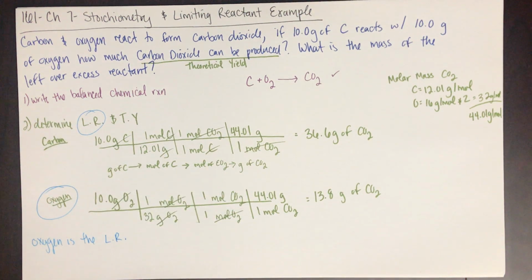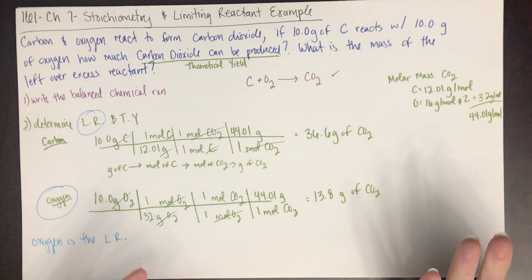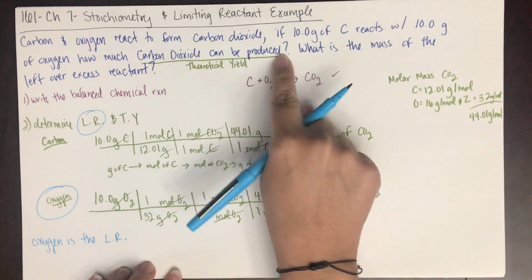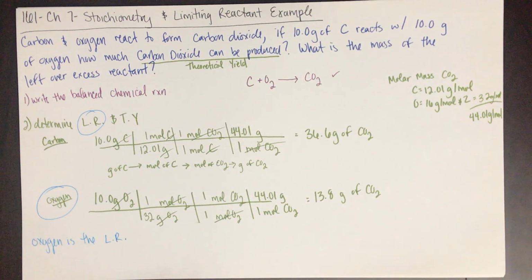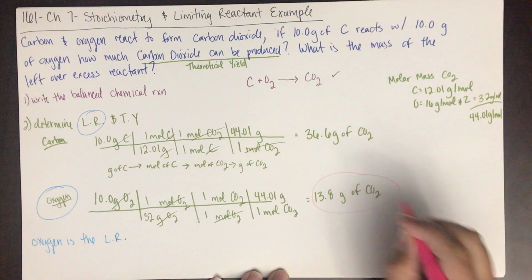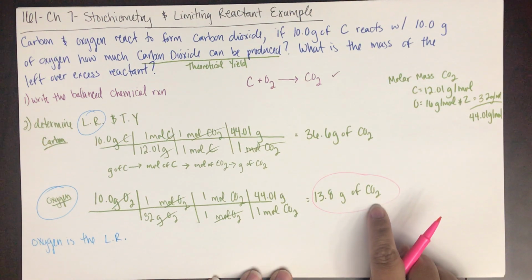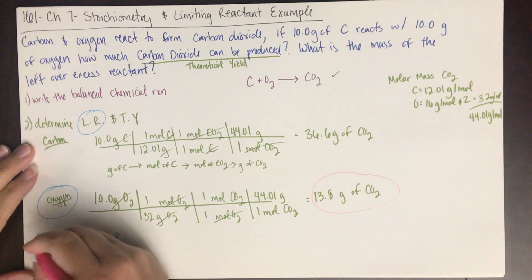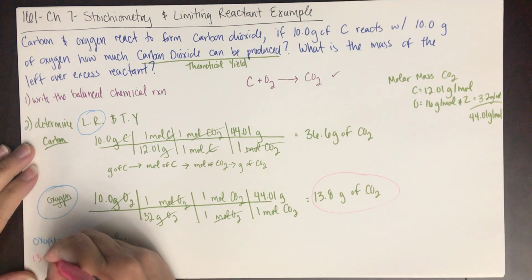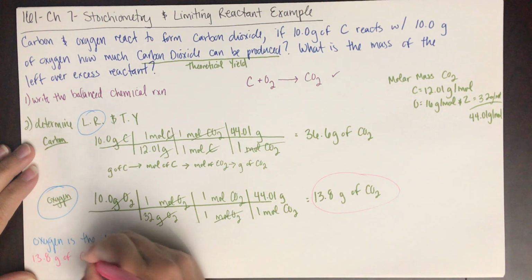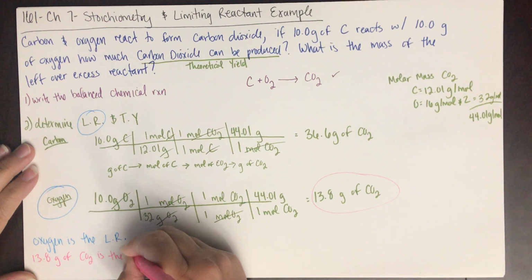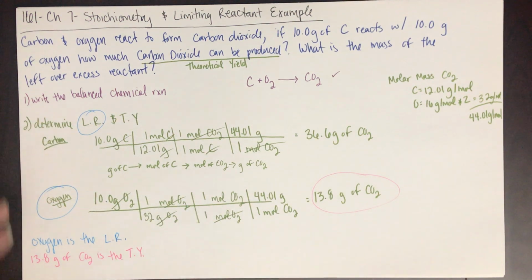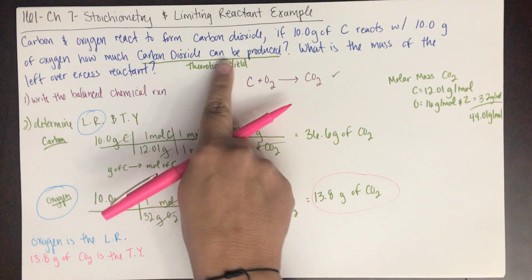The next part of the question, well, the question that was really asked is, what is the mass of carbon dioxide that can be produced? That's called the theoretical yield. The theoretical yield is the amount of product that you make with the limiting reactant. 13.8 grams of carbon dioxide is the theoretical yield. That is the amount that can be produced.